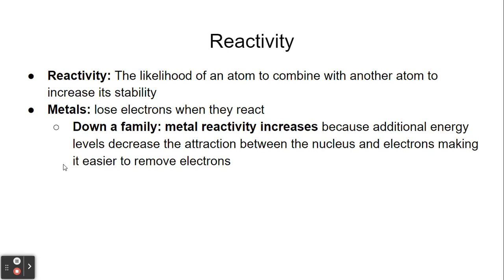As we go down a family, the metal reactivity is going to increase because added energy levels are going to decrease the attraction between the nucleus and the electrons, making it easier to remove those electrons.